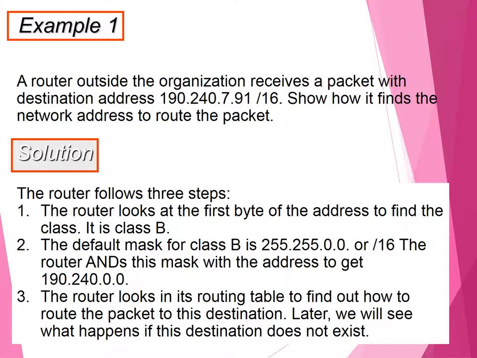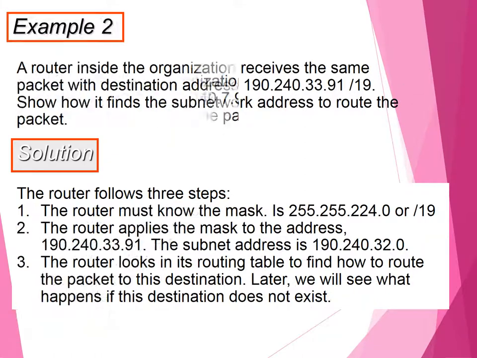Later we will see what happens if this destination does not exist. Example 2. A router inside the organization receives the same packet with destination address 190.240.33.91/19. Show how it finds the subnetwork address to route the packet. The router follows 3 steps.